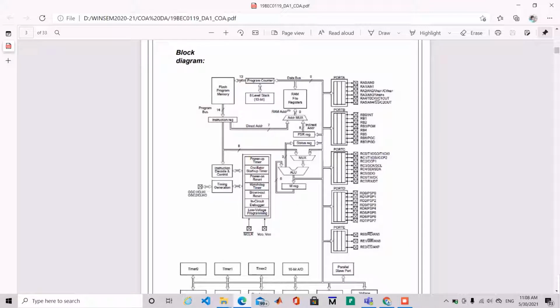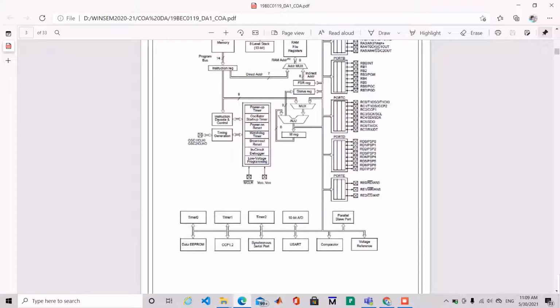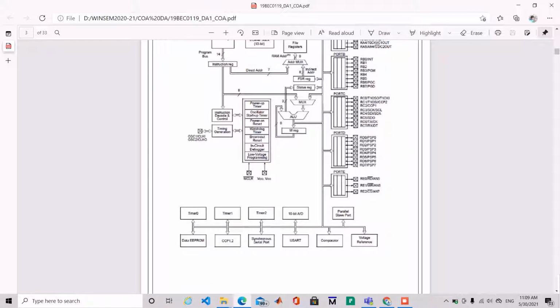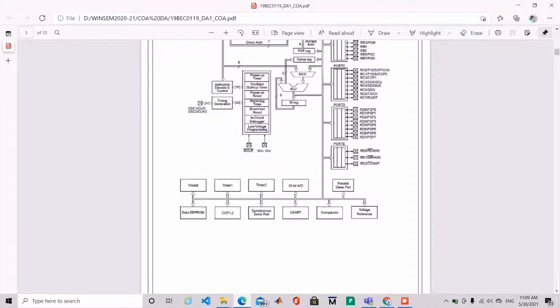So all are the instructions which we will use, and we will use a mux, ALU, W register, status register, FSR register, and we will connect all of this to the ports named port A, port B, port C, port D, sorry, 5 ports. And these all will be connected to timer 0, timer 1, timer 2, and the 10-bit A/D, parallel slave port, and which are internally connected to the data EEPROM, CCP1, CCP2, synchronous serial port, USART, comparator, and the voltage reference.